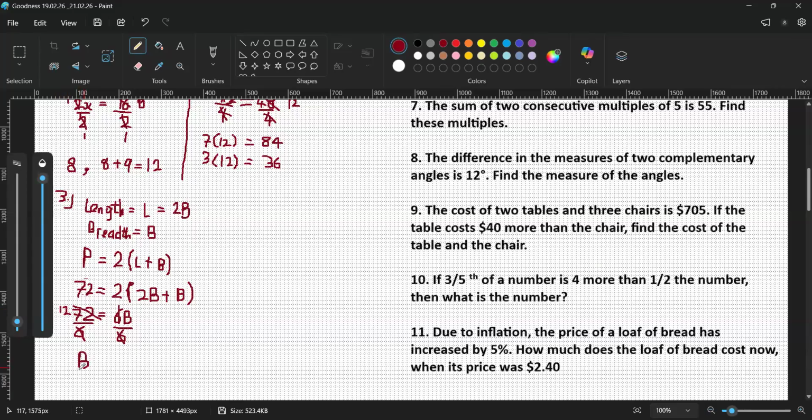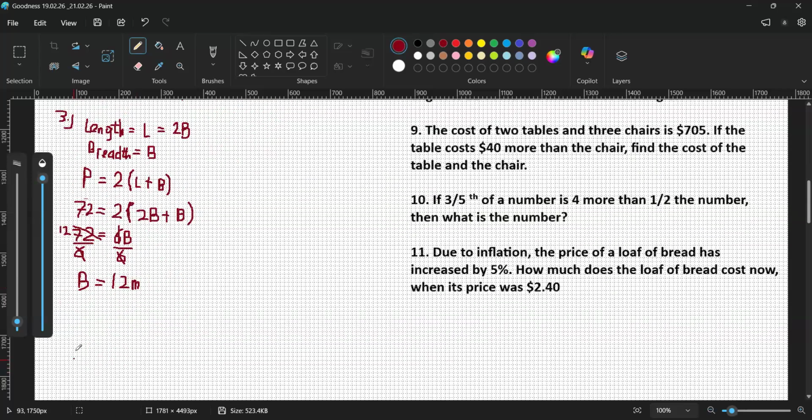Because they told us that length is 2 times what? The breadth. And so, of course, now there's another thing I need to emphasize. Units. When you are working, always be conscious of units. Now, the question told me that perimeter is 72 meters. So naturally, the unit of length and breadth will also be the same as the unit of perimeter, which is what? Meters.